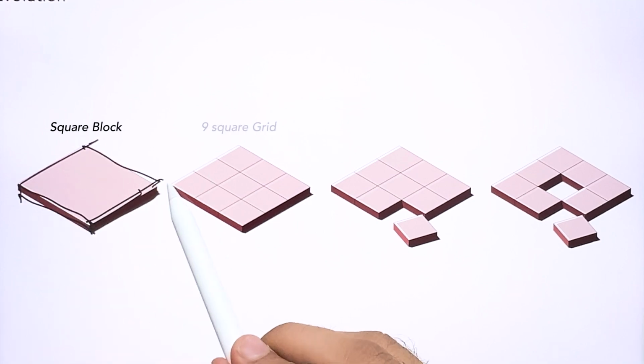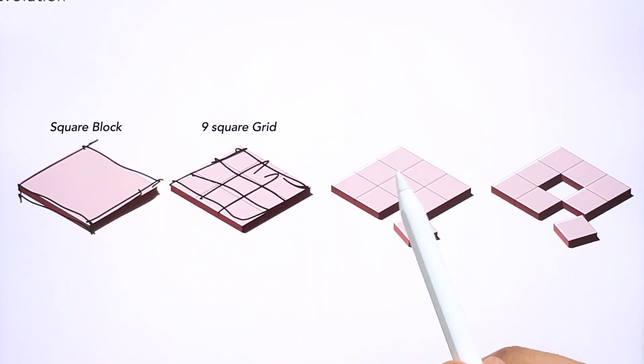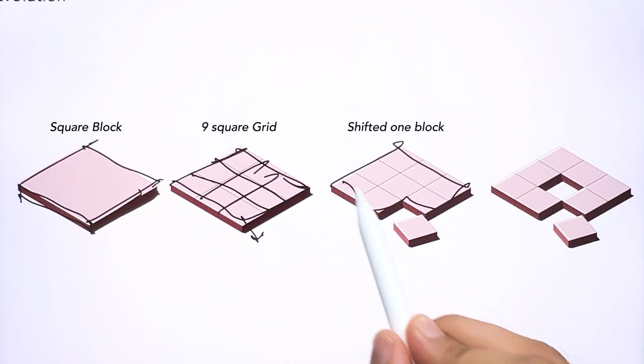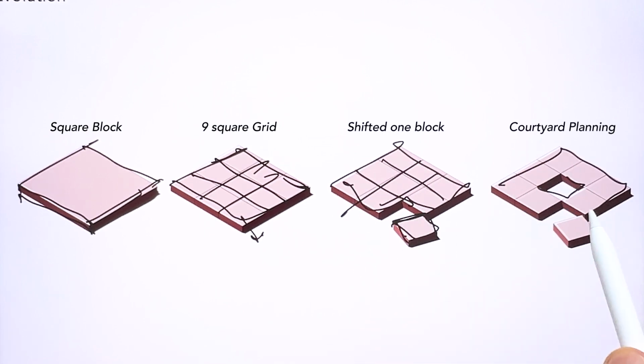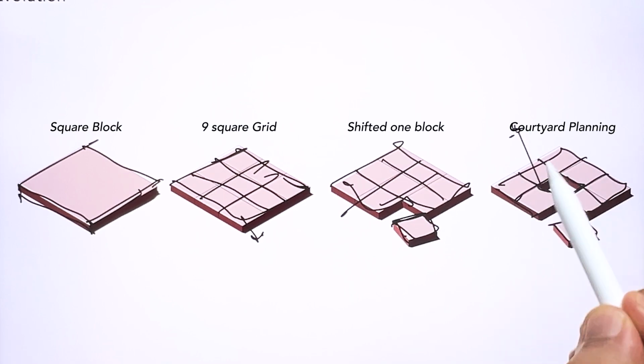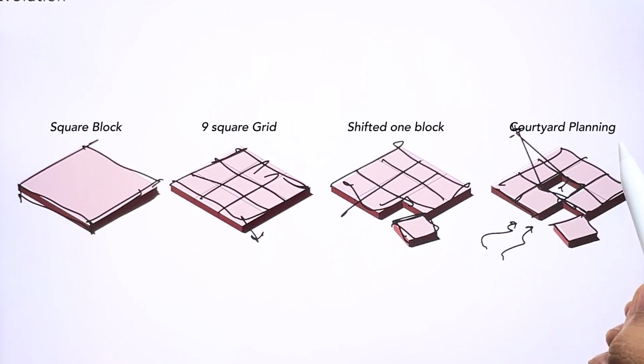Charles Correa divided this into 9 grids and shifted one block, inspired by the layout of Jaipur city. He then added a central courtyard to the building, inspired by the climate of Jaipur. The courtyard planning plays a crucial role in enhancing the microclimate of the building. In Jaipur city, this provides natural light and wind inside the building.